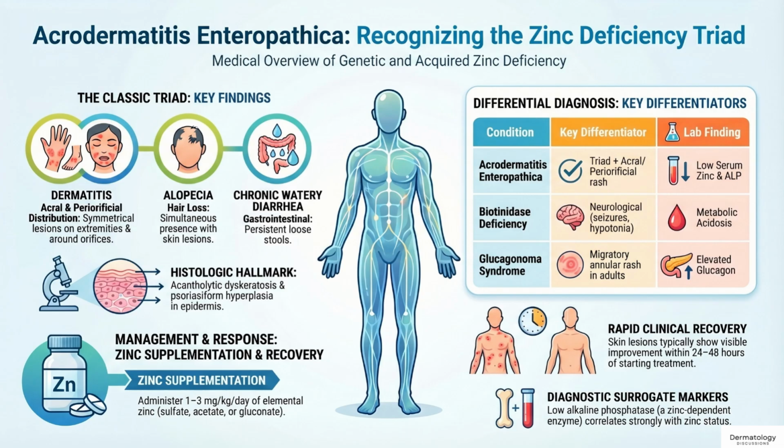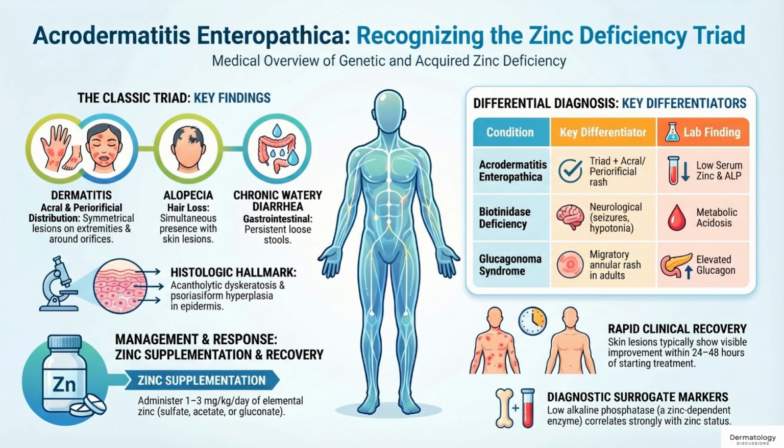So we've navigated the pitfalls, we've ruled out the mimickers, we've bypassed the albumin trap, and we've confirmed the diagnosis of Acrodermatitis Enteropathica. How do we pull this patient back from the brink? For classic genetic AE, the treatment is lifelong oral zinc supplementation. You start with 1 to 3 milligrams per kilogram per day of elemental zinc. What form does that usually take? This is usually administered as zinc sulfate, zinc acetate, or zinc gluconate.